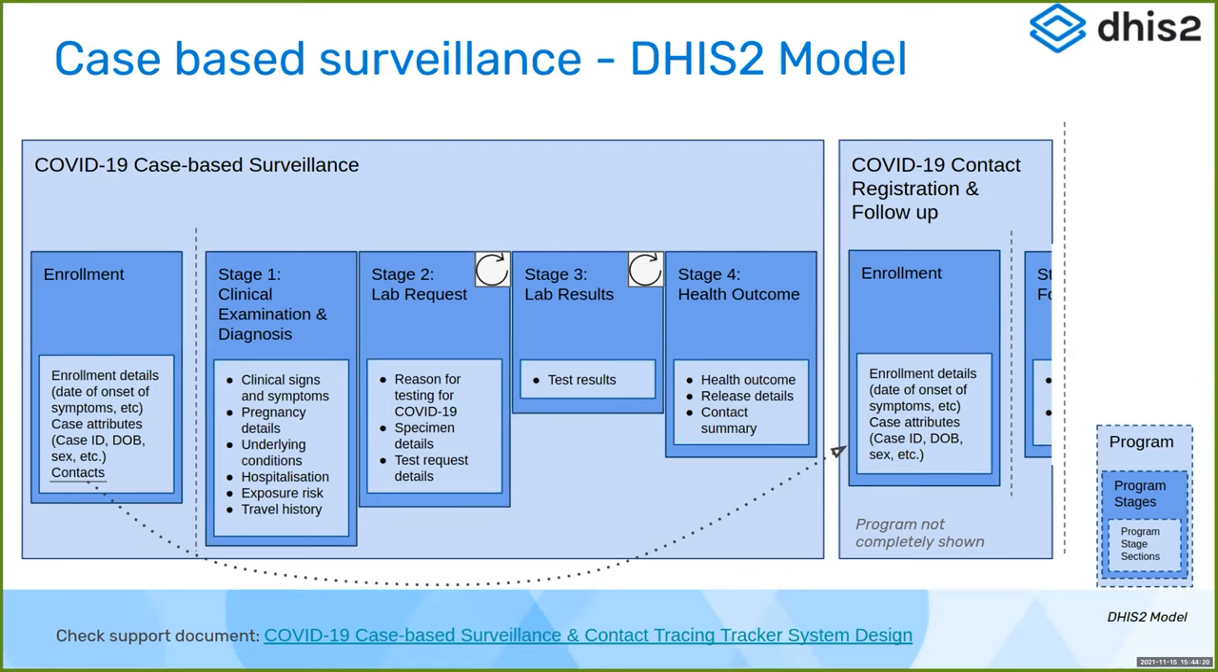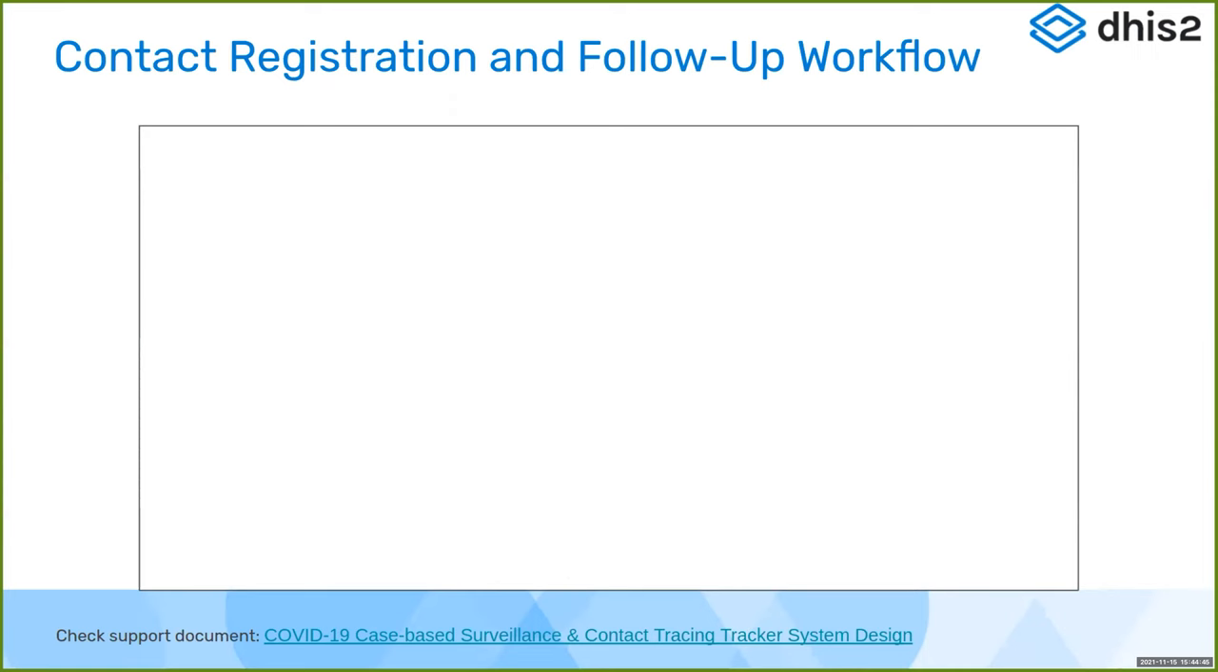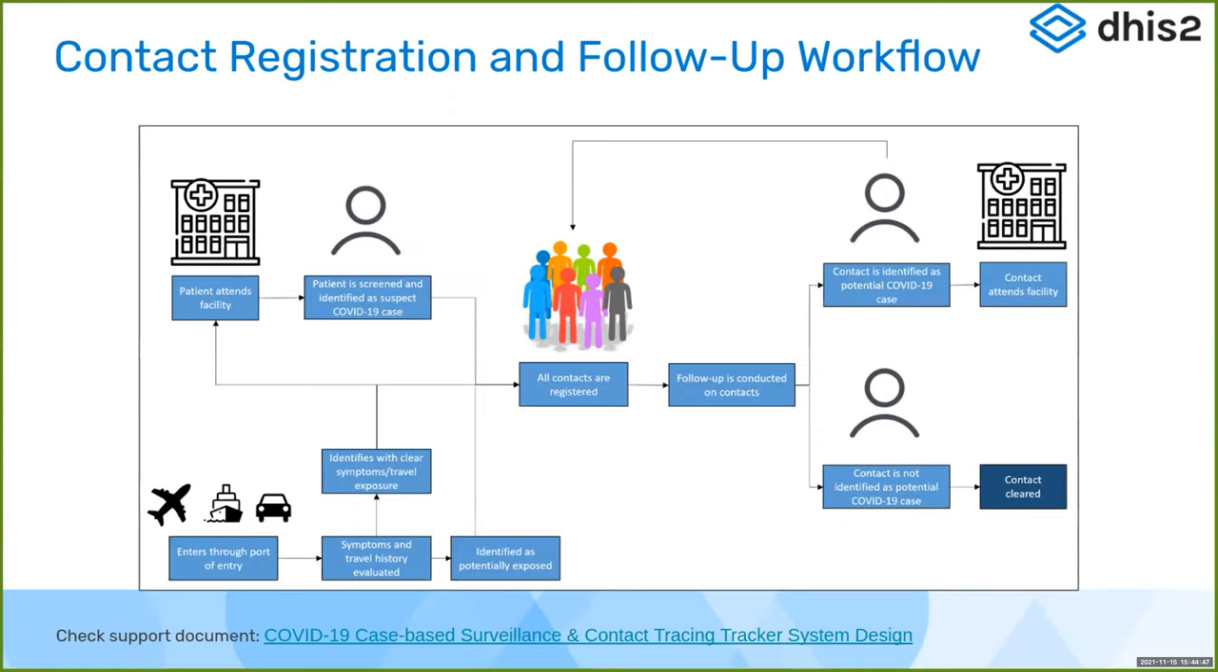So if a person is proved to be positive, that is where you have to conduct contact tracing, to know the number of people that were associated with that person who has been identified to have COVID-19. So this package was actually just doing that. For the contact tracing, it's the same thing.